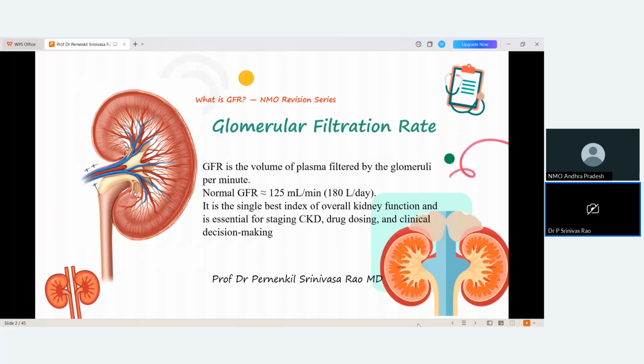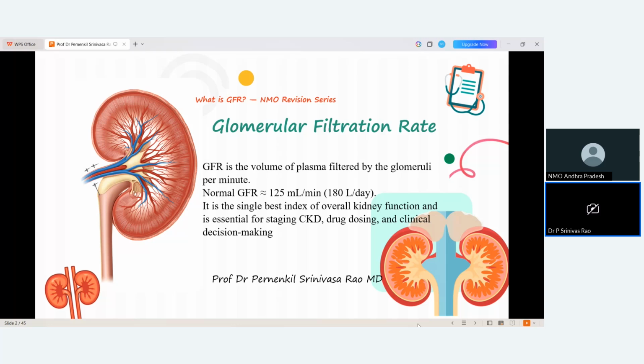So as you all know, glomerular filtration rate: anywhere in medicine, if rate comes, it is per minute, except in one place. Anyone can tell me what it is? Erythrocyte sedimentation rate is the only place in medicine where rate means in the first hour. Otherwise, heart rate, respiratory rate, glomerular filtration rate, everywhere it is per minute. So glomerular filtration rate is the volume of plasma which is filtered by the glomeruli per minute. So normally 125 ml per minute, 180 liters per day.